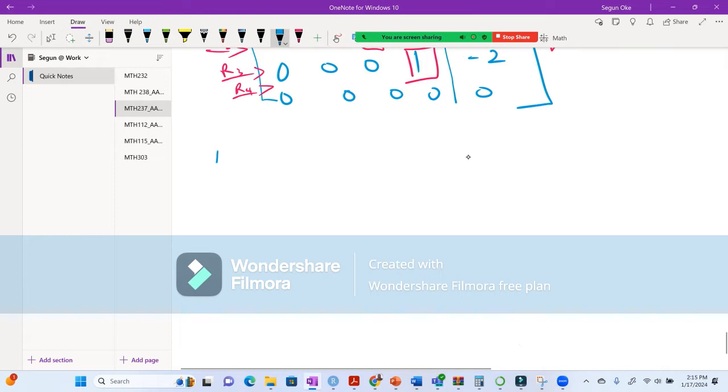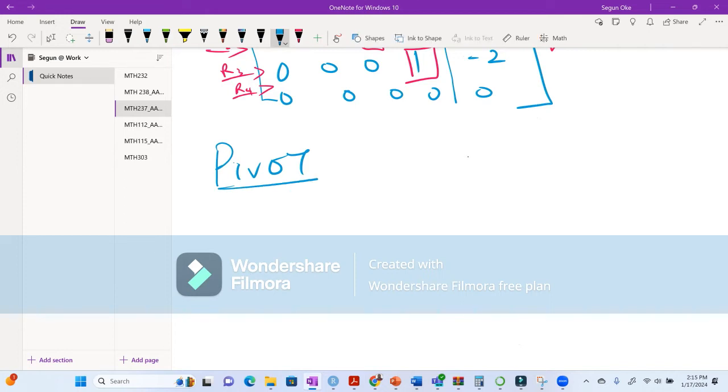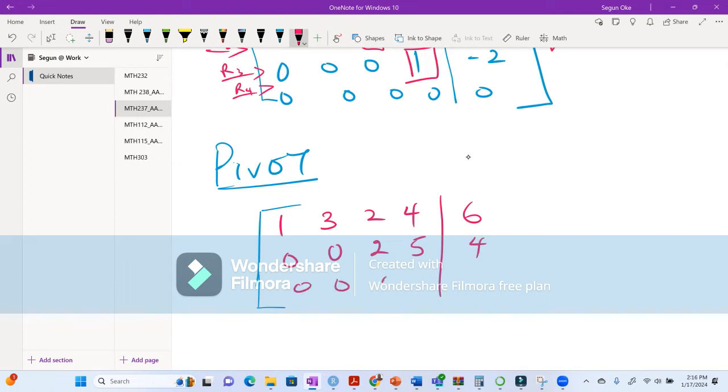So that leads us into what we call pivots. On pivots, let's look at the example of pivots. We have so many things on pivots that we need to check. Number one, we need to check this. Let's look at this. We have 1, 3, 2, 4, 6, 0, 0, 2, 5, 4, 0, 0, 0, 0, 0.